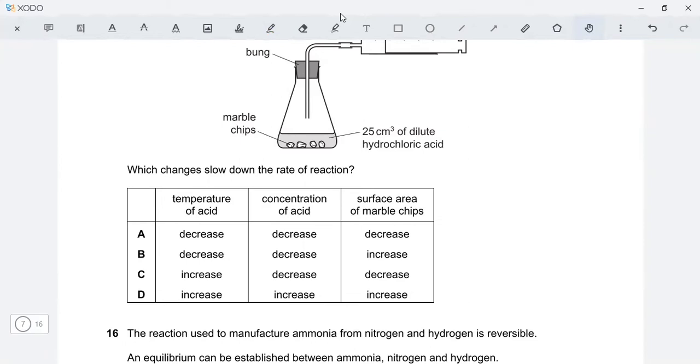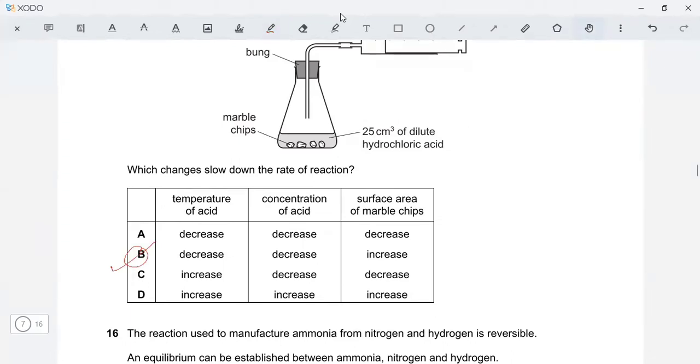Okay, so you can say that if you decrease all three of them, then the reaction is going to be slower. If you'd like to make it faster, then you're supposed to increase them. So which option has all three: decrease, decrease, decrease? You can find that in option B.